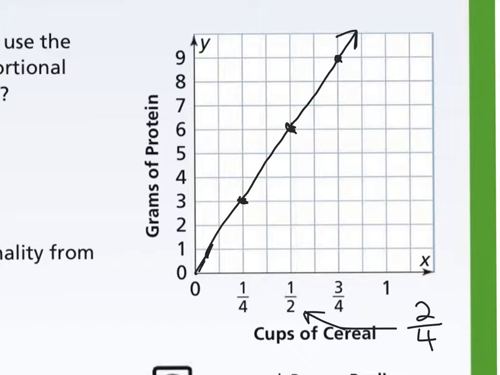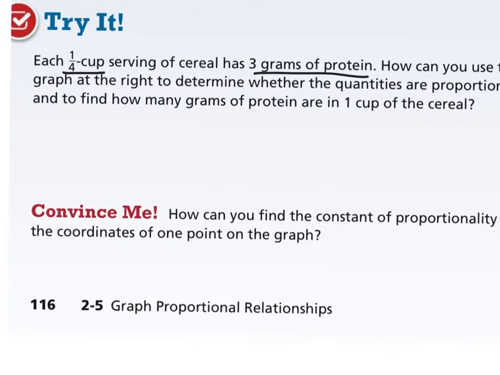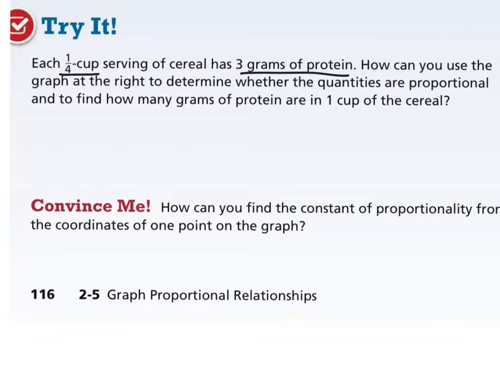So yes, it's proportional. And then we want to find out how many grams of protein are in 1 cup of cereal. Well, technically we could extend the pattern one more step, right? 3/4 of a cup had 9 grams, so 1 cup would be 12 grams of protein. Another option, again, we wouldn't have to go through all this process of what the book did in order to figure this out.